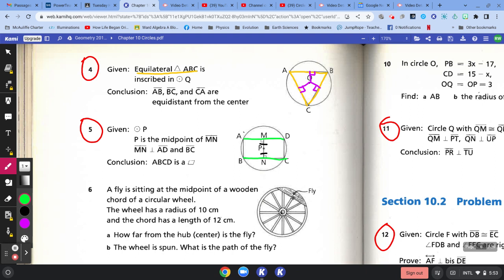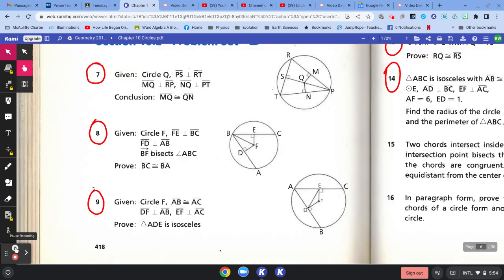But what I can definitely prove for sure is that because AD and BC are perpendicular to MN, AD and BC are parallel. And one of our theorems for proving a quadrilateral is a parallelogram is if opposite sides are congruent and parallel. So check, ABCD is a parallelogram. In my next video, I'll talk about 7, 8, and 9.